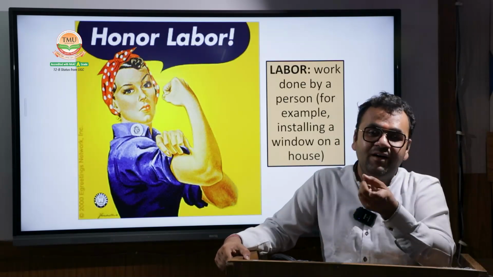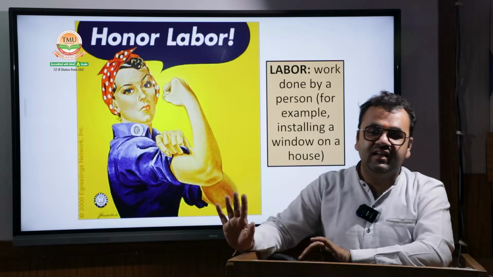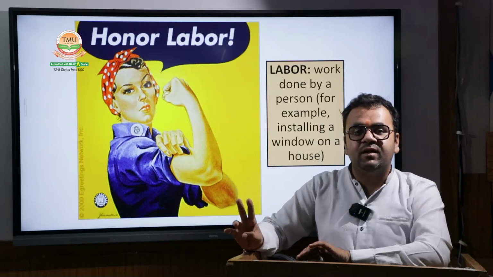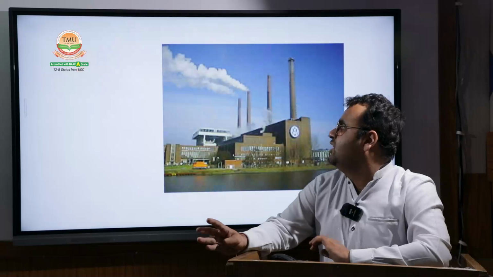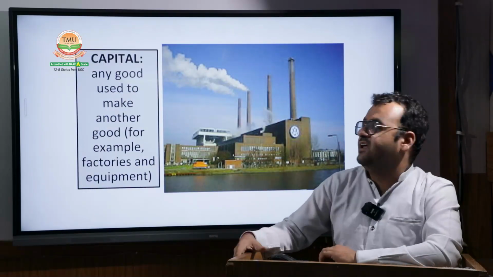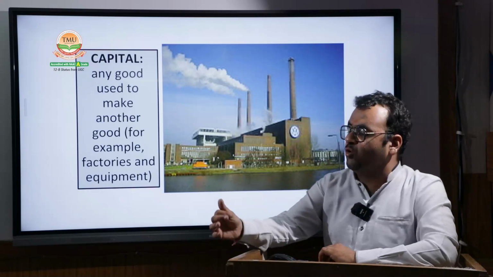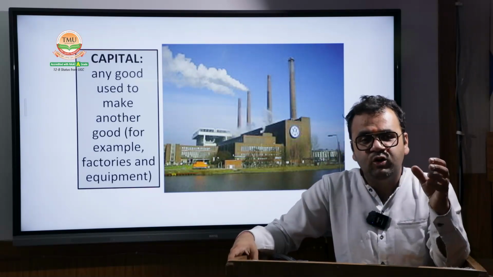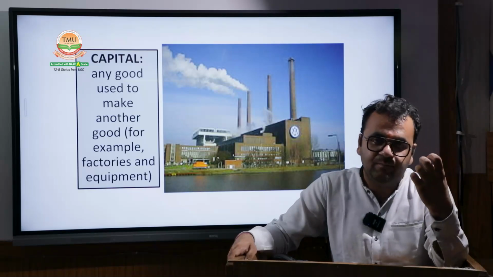it is known as labor intensive technique. Labor, I have told you that there are four factors: land, labor, capital and entrepreneur. We have studied land, we have studied labor. Now we are going to study capital. What is capital? Any goods used to make another good, for example, factories and equipment. When we produce some goods with the help of another good, it is known as capital.